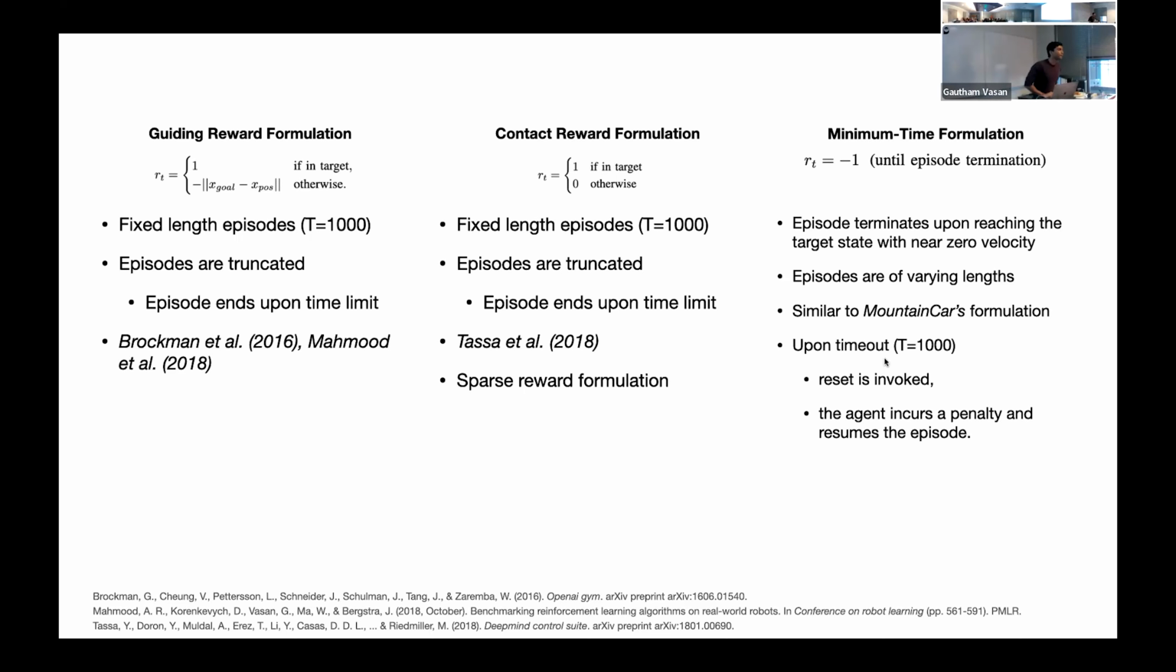Yeah. How do you anticipate that effectiveness in time formulation would be different from the guiding reward formulation if instead of having 1 for the guiding reward formulation, you just made that 0? There's just the difference between the target and the current position.